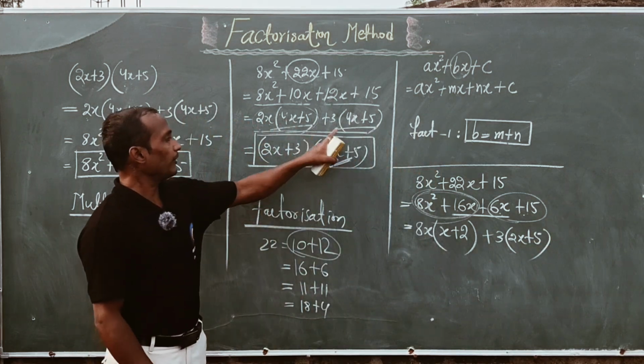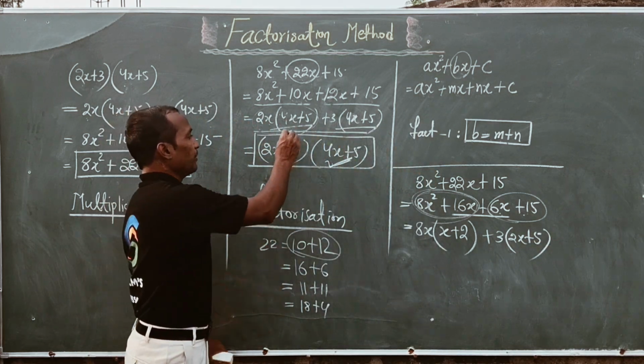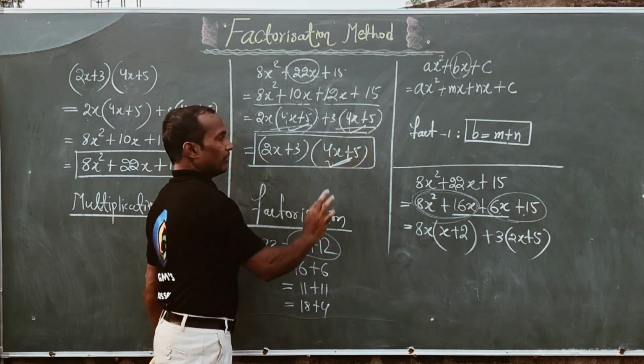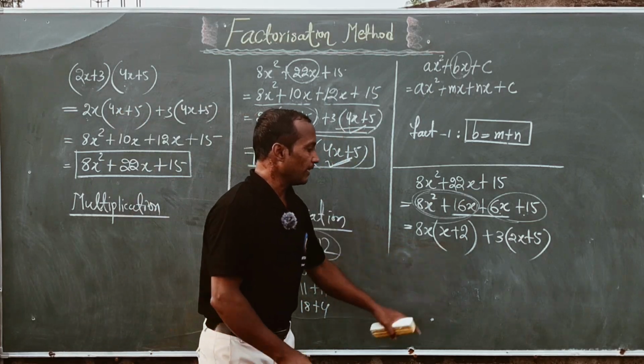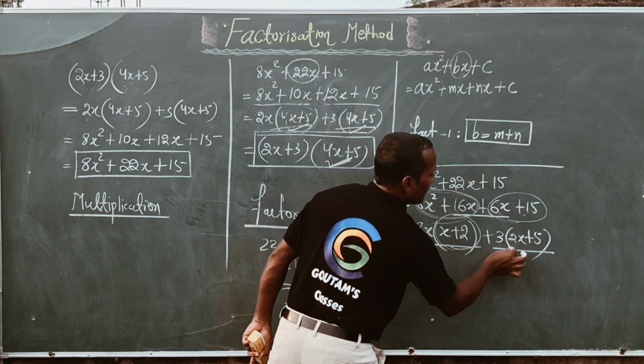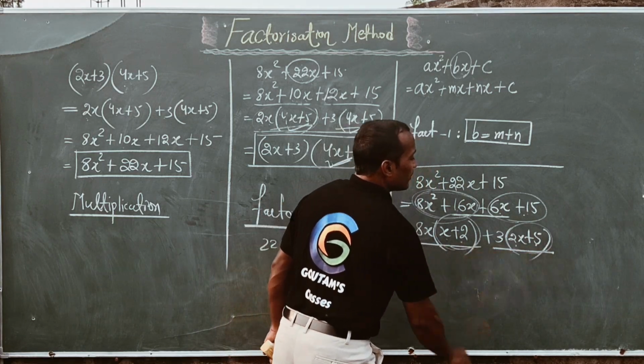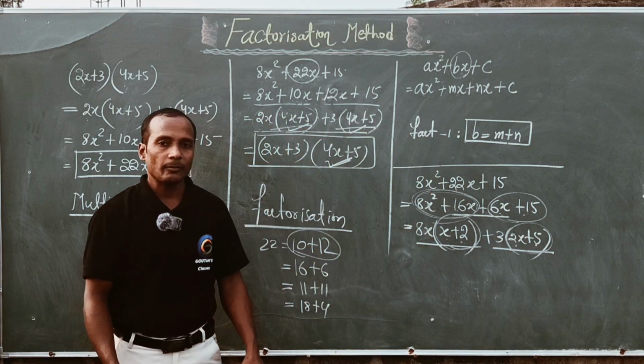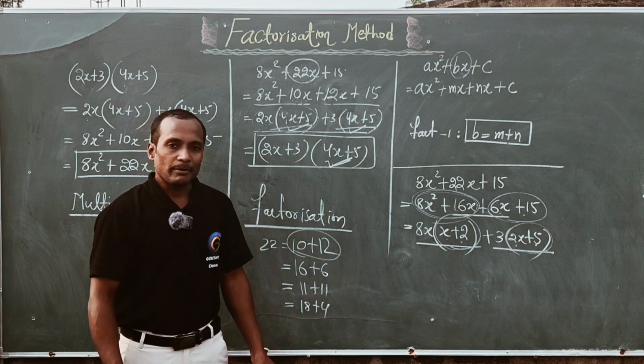Now that surprise or that miracle is not happening. Earlier you were left with 4x plus 5 as well as 4x plus 5 here. But in this case, in the first part and the second part, you don't have the same binomial. This is x plus 2, this is 2x plus 5. The miracle is not happening. Surprise is not happening. Why did this happen?